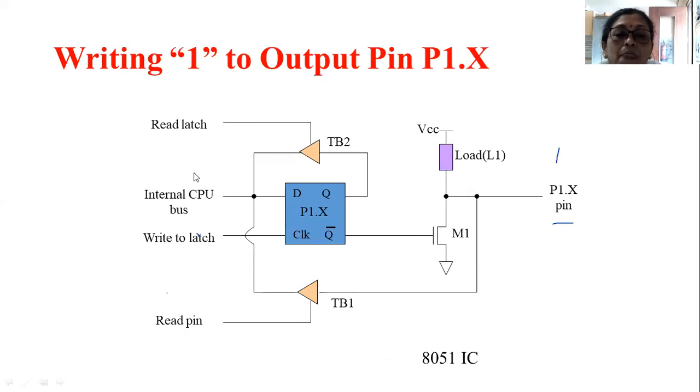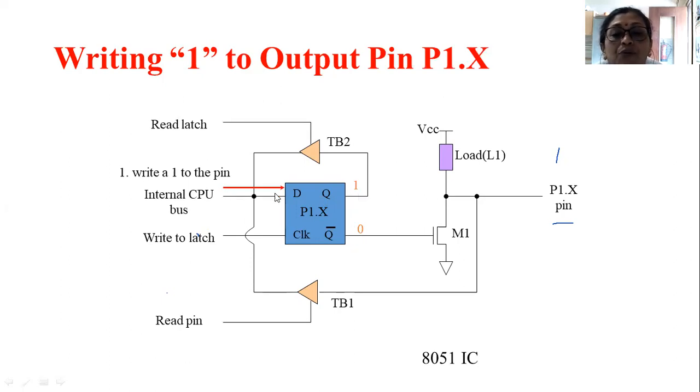Okay, so write a 1 to the pin means here you have to write 1 to the D pin of the flip-flop. So in order to write 1, the logic 1 from the internal data bus of the CPU is taken, and this is 1 here. When you apply 1 to the D flip-flop, then after applying the clock pulse, Q will become 1 and Q bar will become 0.